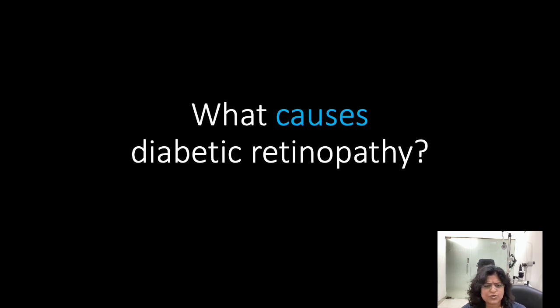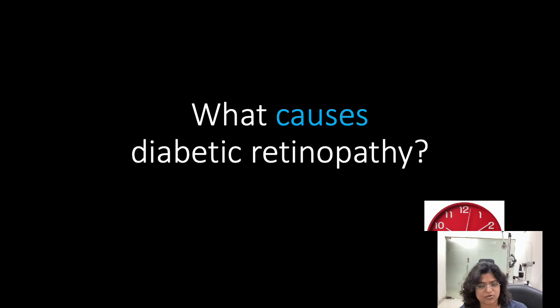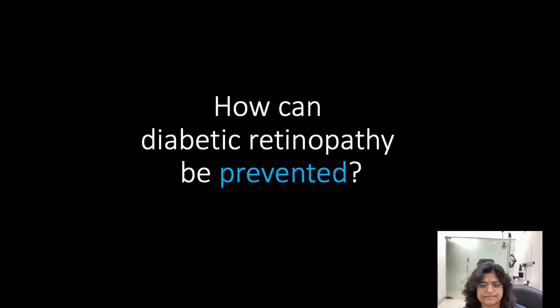Now, what really causes diabetic retinopathy? The duration of diabetes, not really the control of diabetes, but control is also equally important. How can this be prevented? You really cannot prevent diabetic retinopathy, but you can slow its progression by tighter control of blood sugar and other systemic factors.